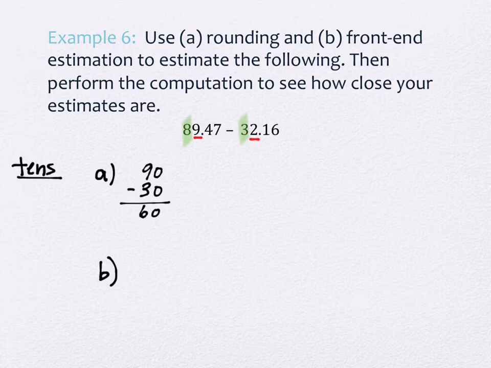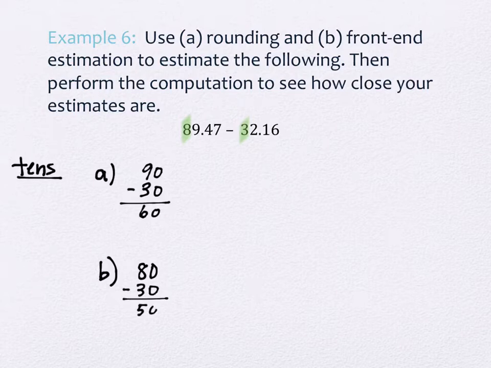Front-end estimation looks a little bit different. So if we've chosen to do the tens place with rounding, we're going to do the same tens place with front-end estimation. Front-end estimation simply says that whatever the values are in that place value, in this case the 8 and the 3, you keep that and you zero everything else out. It doesn't matter how close it is to the next value up. You zero everything out. That's front-end estimation. So the 89 and 47 hundredths is 80, and the 32 and 16 hundredths is 30.